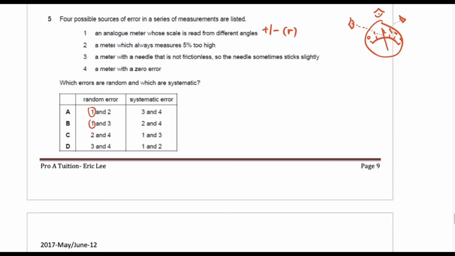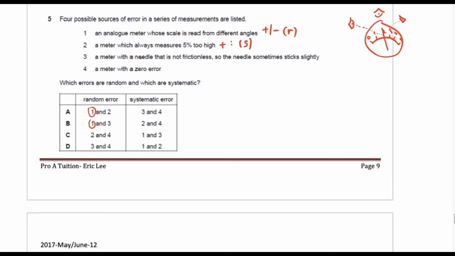Okay, number 2, a meter which always measures 5% too high. So it is in one direction only. It is systematic error. Always too big.